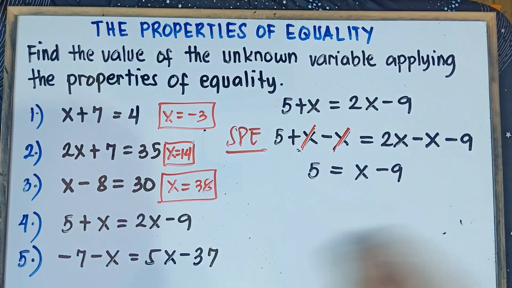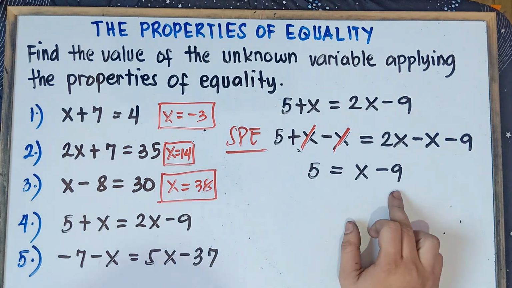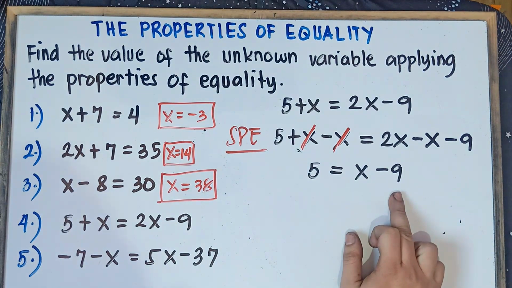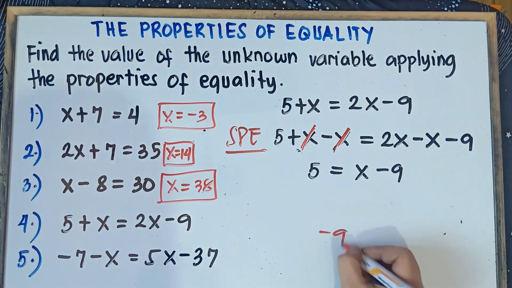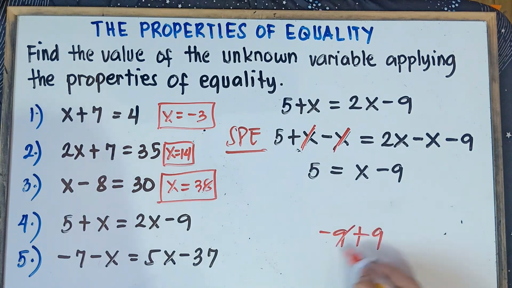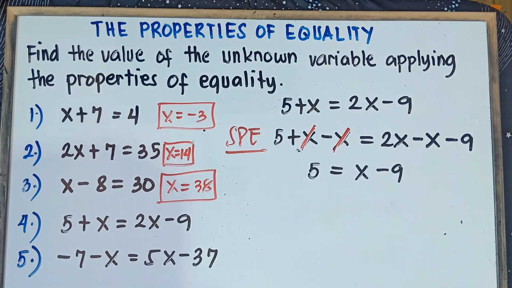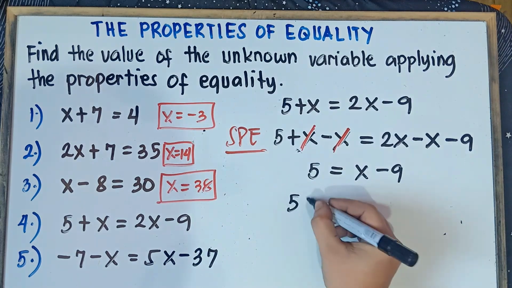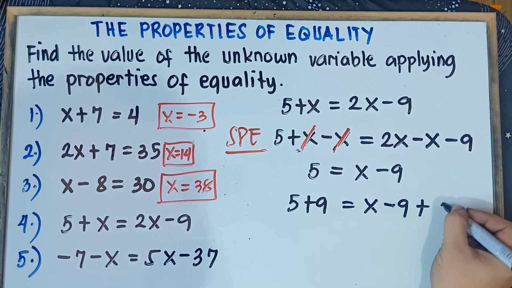Alright, and the next step, class, to remove this negative 9, we need to add both sides by positive 9, because we can cancel this out, because negative 9 plus positive 9 would be 0. So therefore, we need to add both sides by what number, class? That's correct, that would be positive 9. So this will be 5 plus 9 equals x minus 9 plus 9.